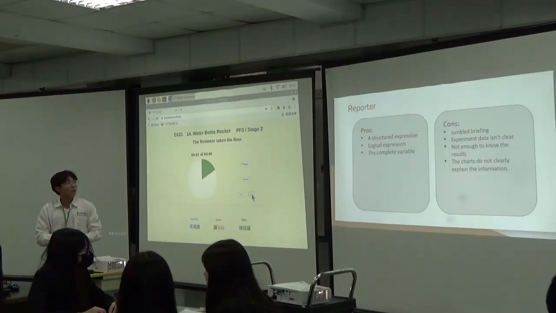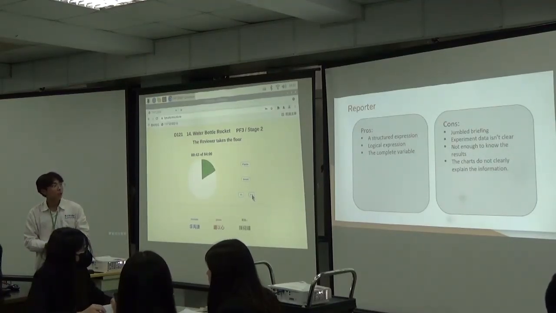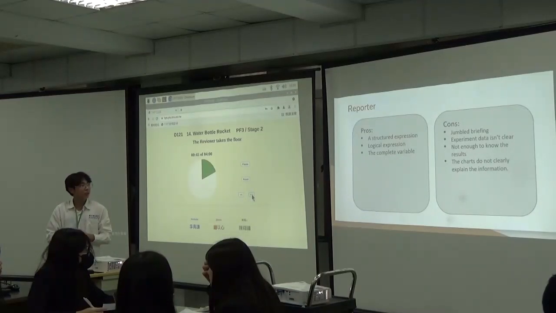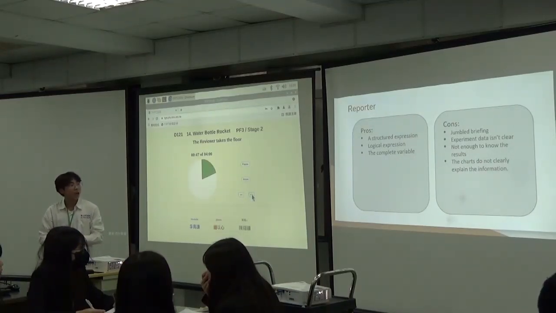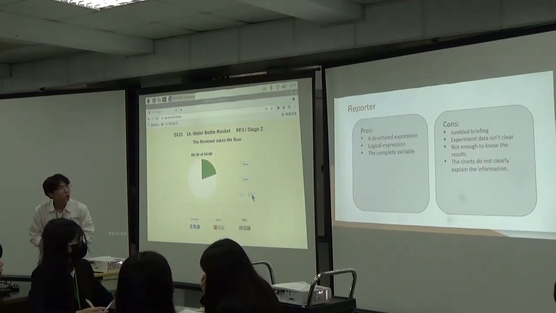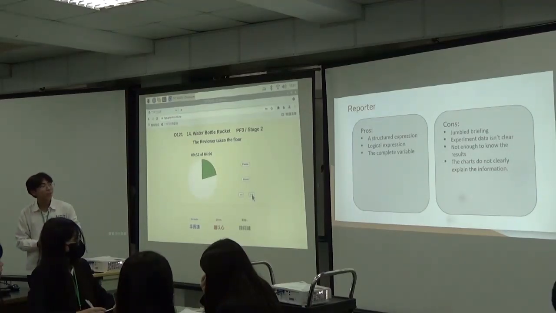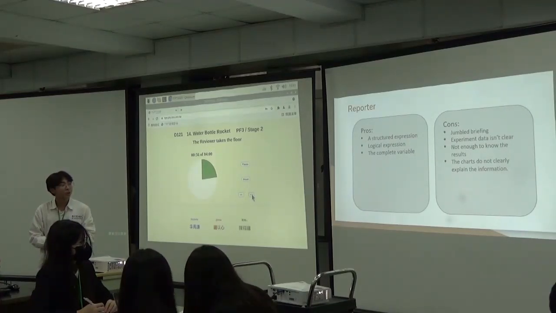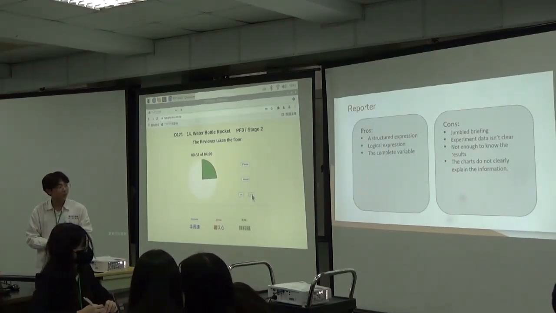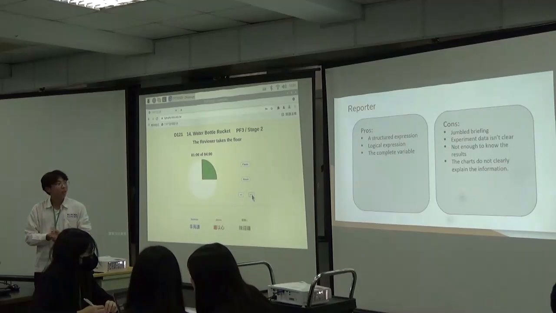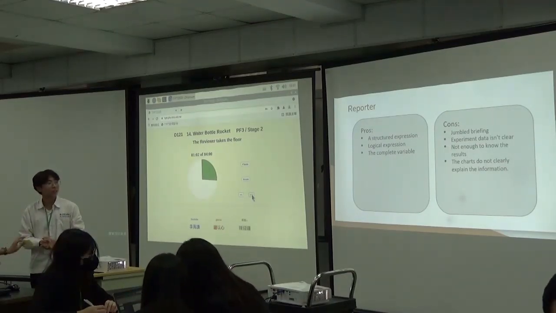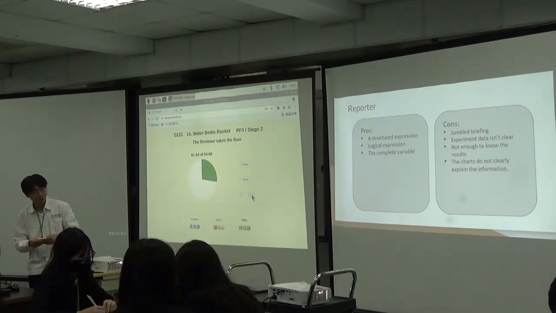The reporter's presentation has a structured and logical expression of the variables. What could be improved is the geometry briefing and the experimental data, which isn't clear, not enough to know the result. And the chart on the left does not clearly explain the information. Next.